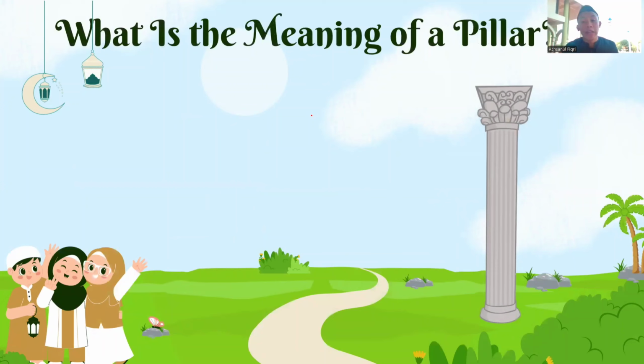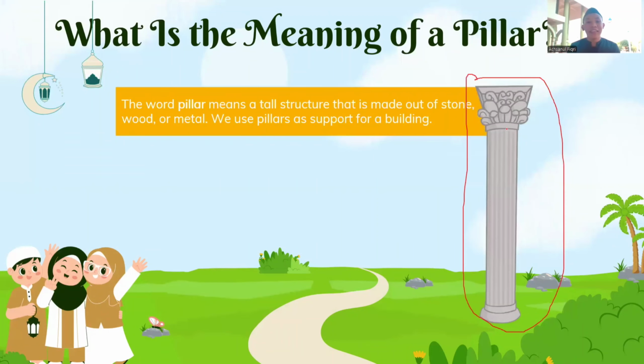What is the meaning of a pillar? Do you know what the meaning of a pillar is? Can you guess it? Look at the screen, please. Eyes on the screen, please. On the right side, there is a pillar, right? Can you describe the picture on the screen? Based on the picture, we can describe that the word pillar means a tall structure that is made out of stone, wood, or metal. Usually, we use pillars as support for a building or a house, right?